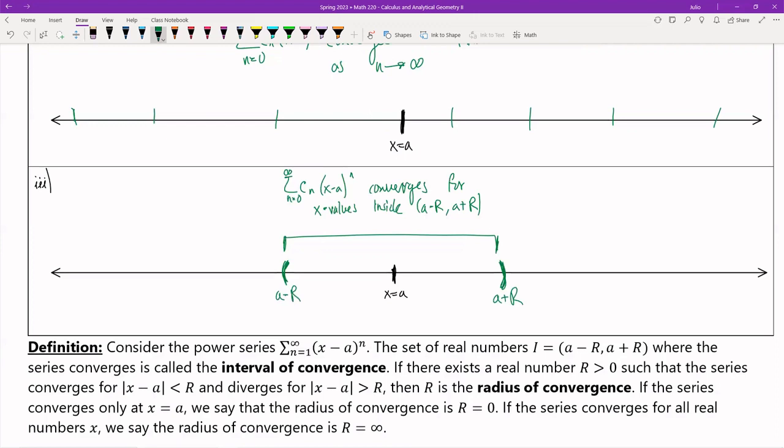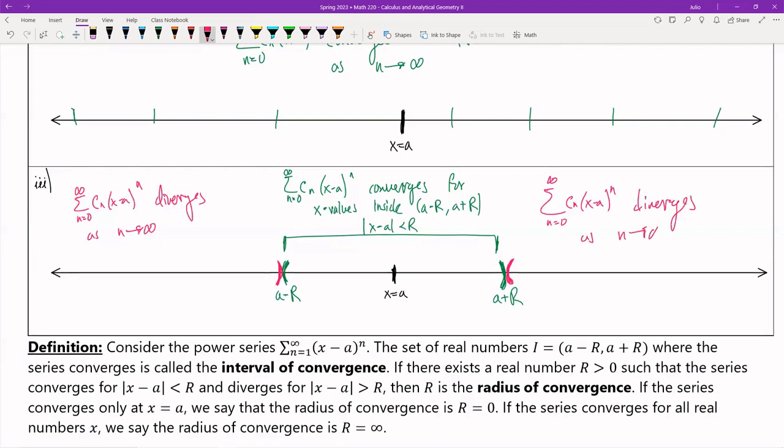Okay. And this is the thing that we say: this distance right here is going to be |x − a| < r. And as a similar type of deal, outside of this, the sum from n equals 0 to infinity of c_n (x − a)^n diverges as n goes to infinity. And then same thing over here, the sum from n equals 0 to infinity of c_n (x − a)^n diverges.